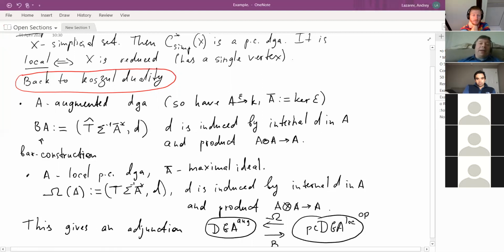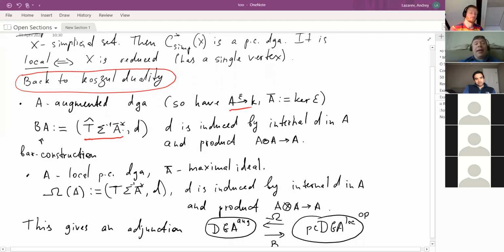So we have an augmentation epsilon from A to K, and I denote by A bar the kernel of this augmentation. Now the bar construction of A, which I will view now as an algebra rather than a coalgebra, using this correspondence between pseudo-compact algebras and coalgebras, will be the following thing.